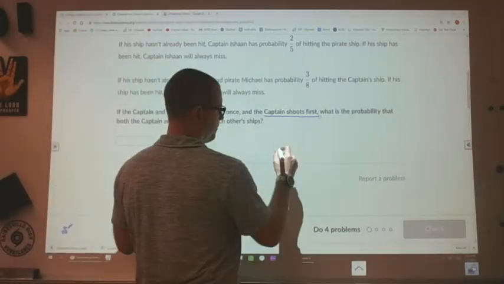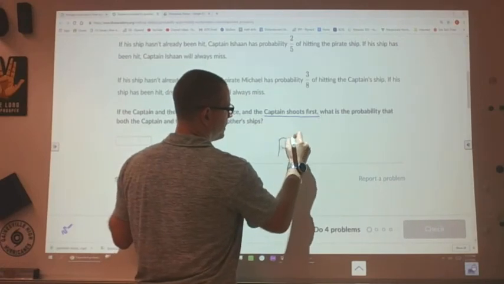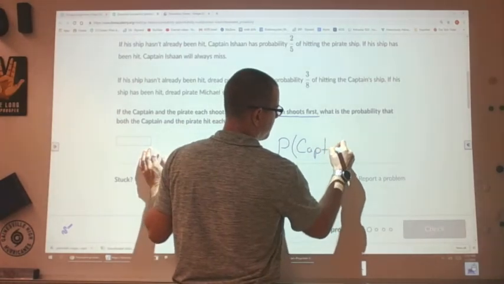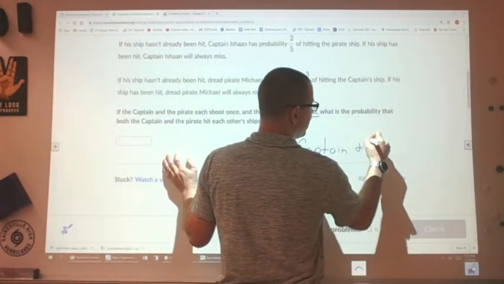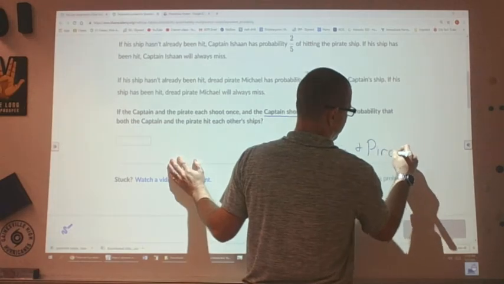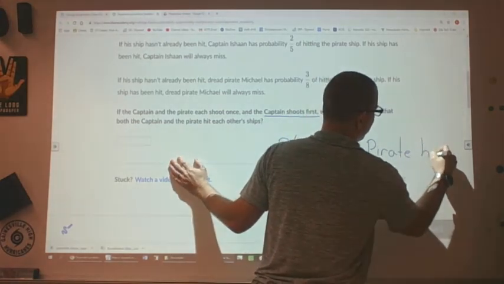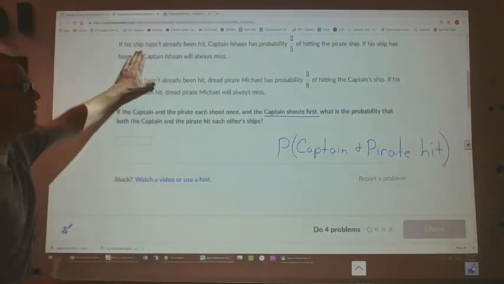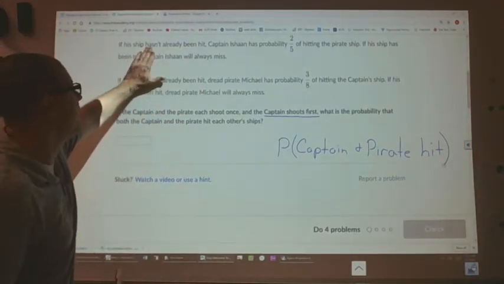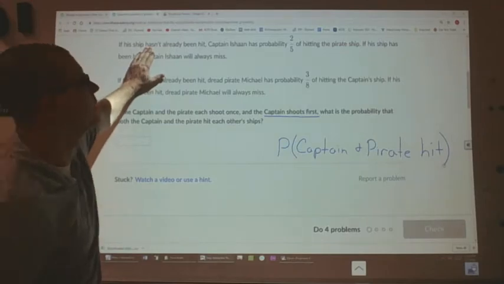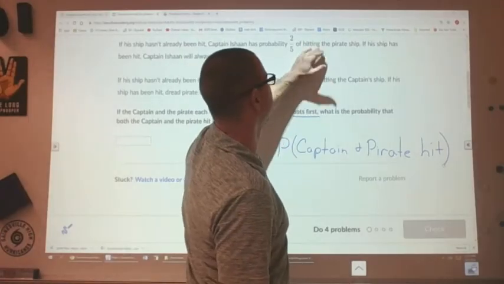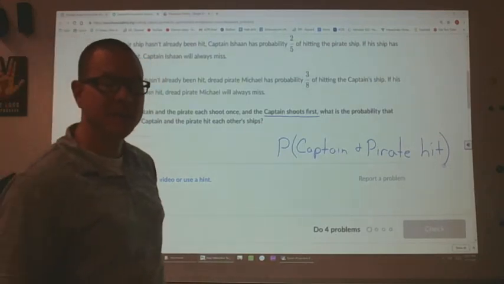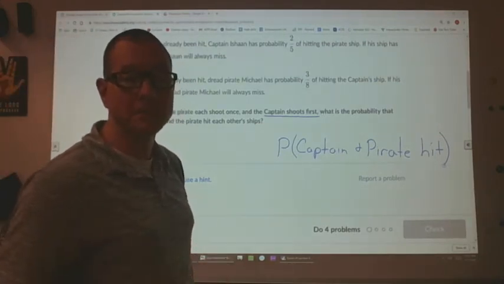So we want to know the probability of the captain and the pirate hit. However, these are conditional probabilities. If the pirate didn't hit the captain's ship, then the captain will hit 2/5. But if the pirate hit him, if the captain's ship has been hit, he will always miss.